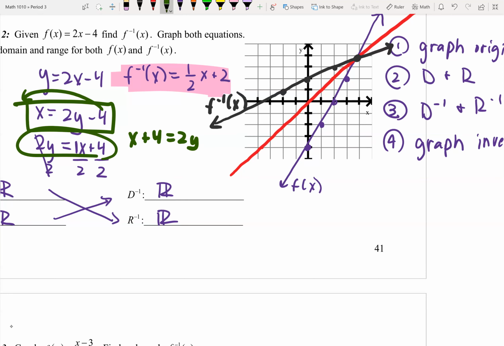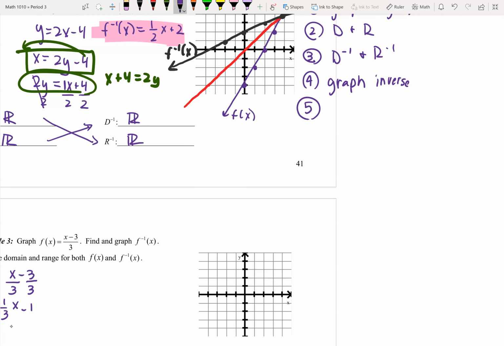Okay. Oh, go back to the steps. I think I forgot the last step. So step number 5 is find the equation for the inverse.